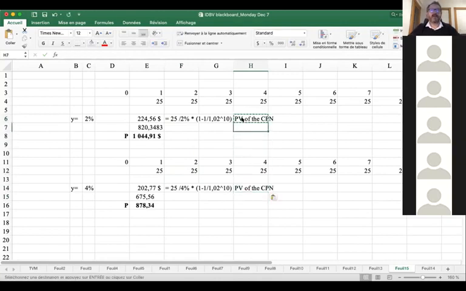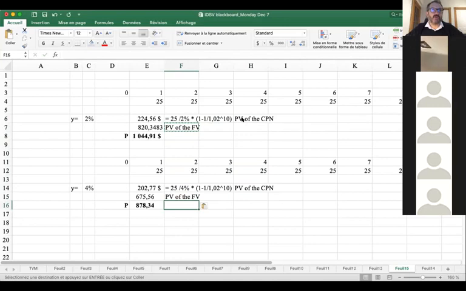And this one is one unique cash flow. It's the PV of the face value. Of course I could do it more easily on Excel, but I know that you will not have Excel for the exam. So I try to translate what you should do with your calculator to be able to find it.